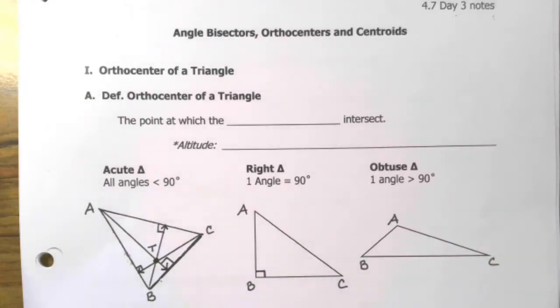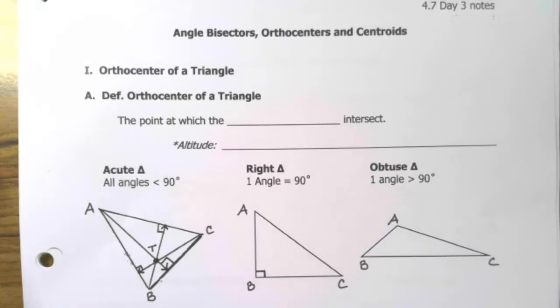Good afternoon. We are on the third and final day of notes for 4.7. Today our focus is going to be on orthocenters and centroids, which are our other 2 points of concurrency.